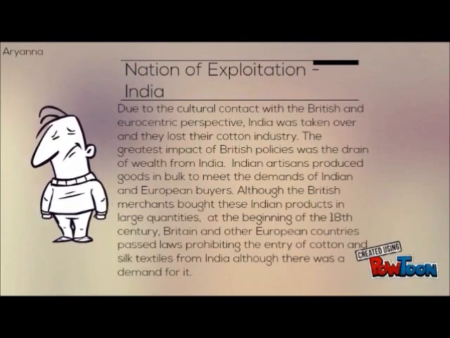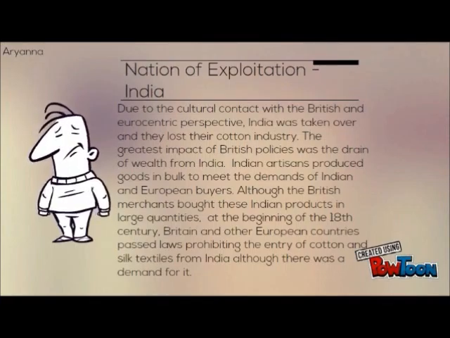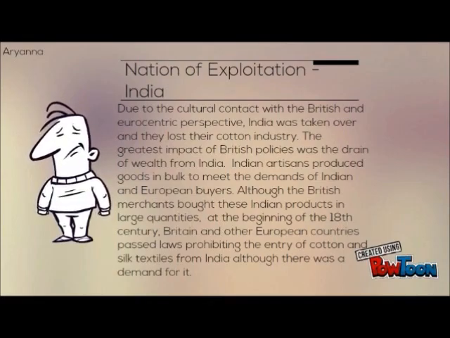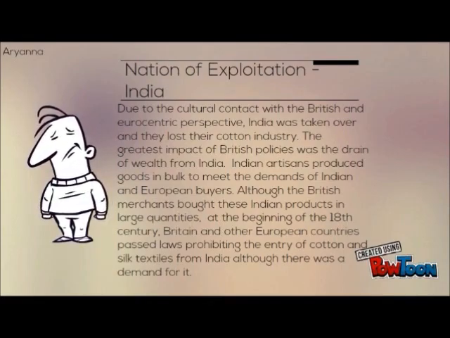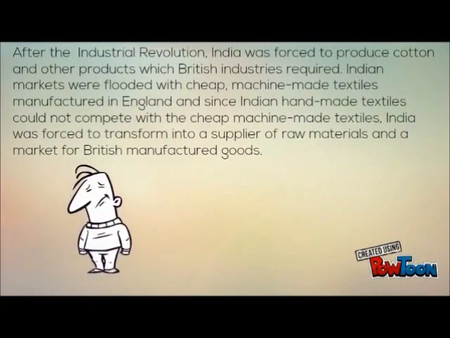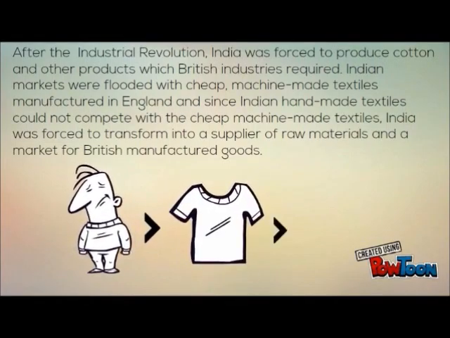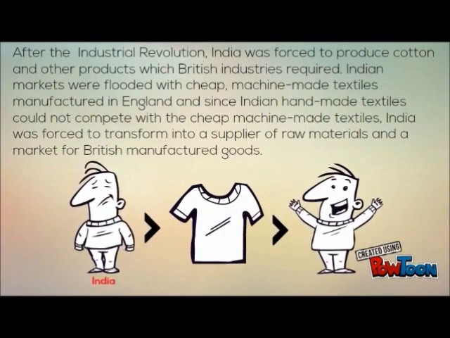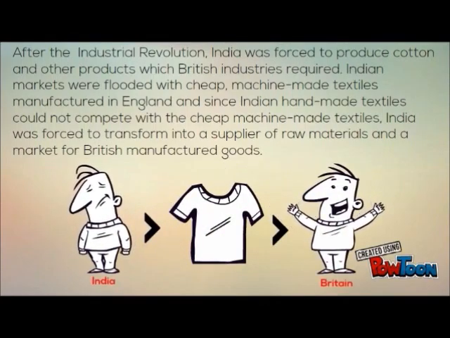of wealth from India. The Indian economy was primarily a rural economy, but Indian artisans produced goods in bulk to meet the demands of Indian and European buyers. This allowed several towns to flourish as centers of trade. Although the British merchants bought these Indian products in large quantities at the beginning of the 18th century, Britain and other European countries passed laws prohibiting the entry of cotton and silk textiles from India, although there is a demand for it. After the Industrial Revolution, India was forced to produce cotton and other products which British industries required.